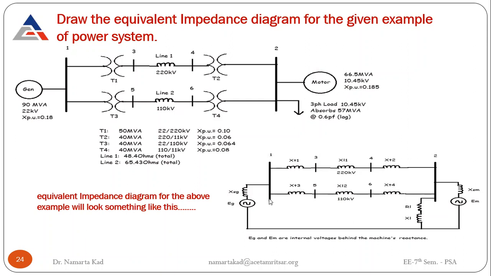Then there is bus number 1, then the transformer with one reactance. Here it is written as X, the reactance for the transformer, XT1. This is not plus. XT1. This one is XT3. This is bus number 3. Bus number 4. Here is the XL1.